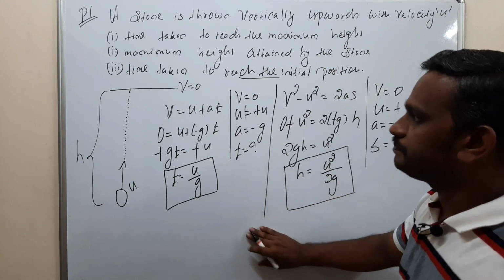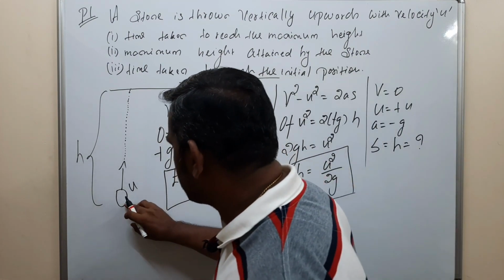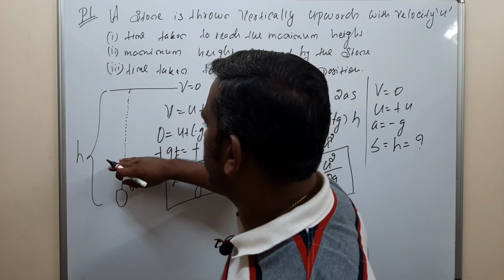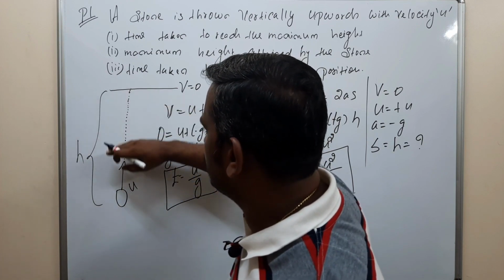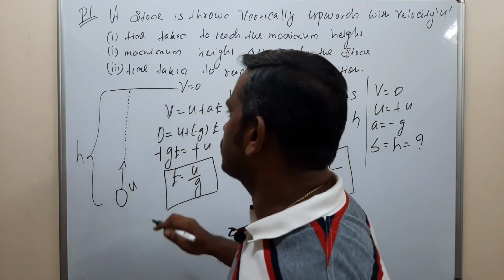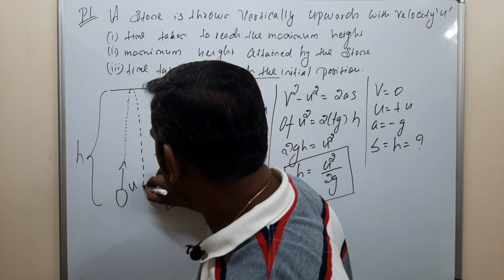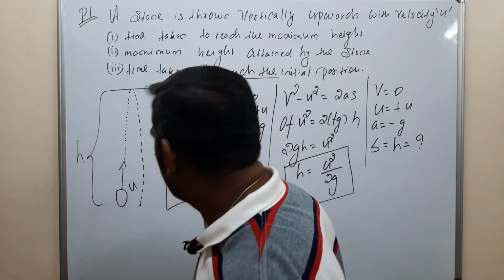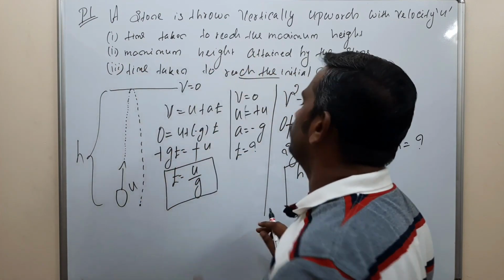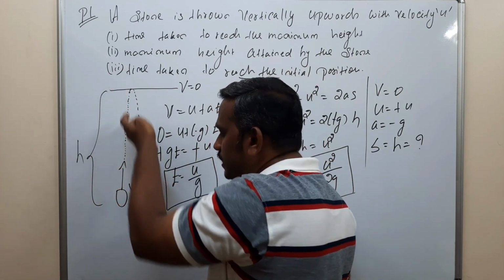So then the third part, time taken to reach the initial position. The stone is thrown vertically upwards with the velocity u. When it goes up, the speed continuously decreases because of the gravitational force, and finally at a certain point the speed becomes zero. From this point the stone comes down to the initial position. So it is asked how much time the stone will take to go to the maximum height and come down.